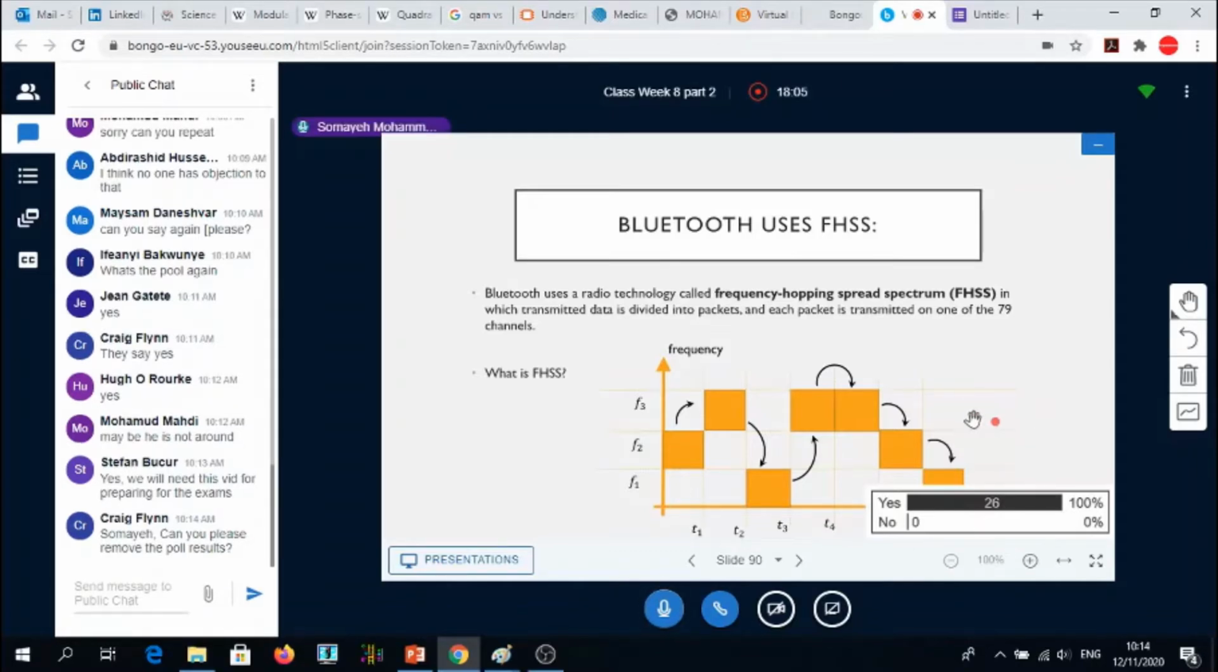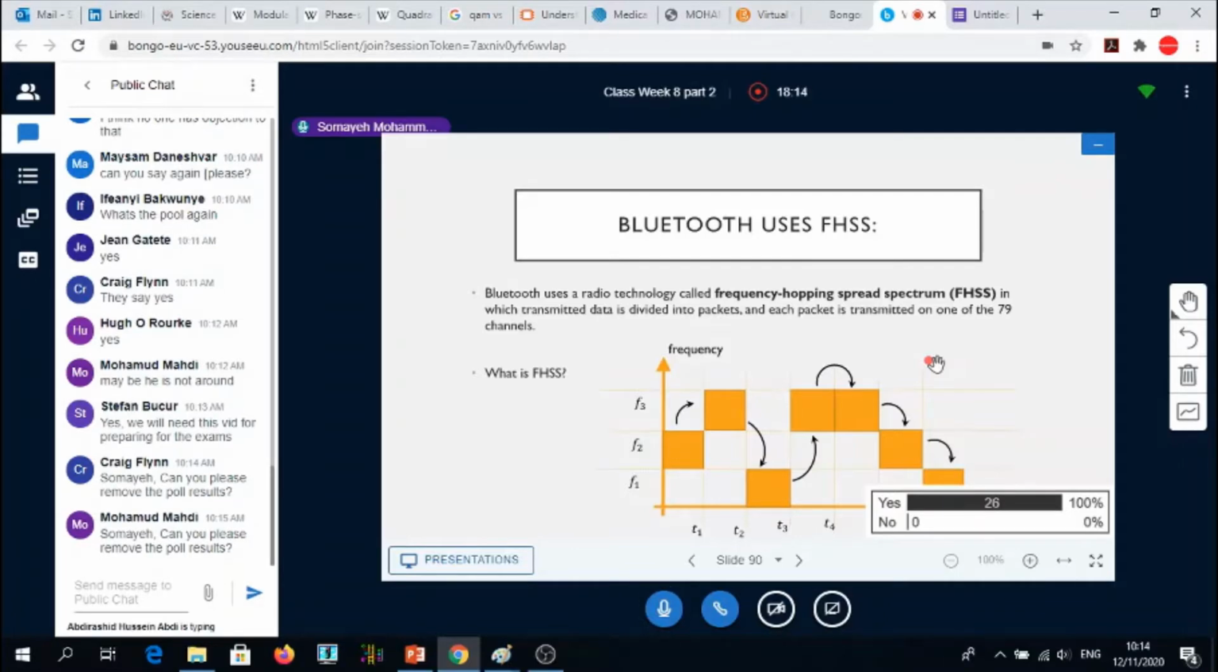So this technology is associated with Bluetooth, and sometimes we wonder how that low power and that low cost is facilitating that transmission, and this technology is the answer for that question.